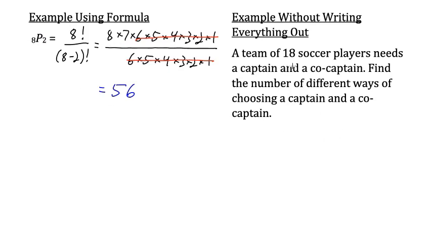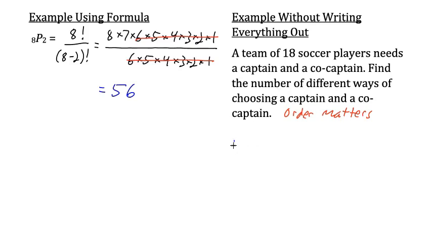Let's do it that way on this example about the soccer players. A team of 18 soccer players needs a captain and a co-captain. Find the number of different ways of choosing a captain and a co-captain. Now, there's a difference between being a captain and a co-captain. So notice on this problem that order matters. So this is a problem for using permutations.